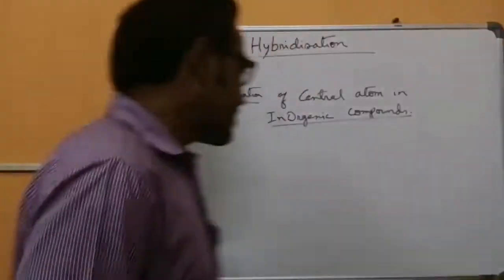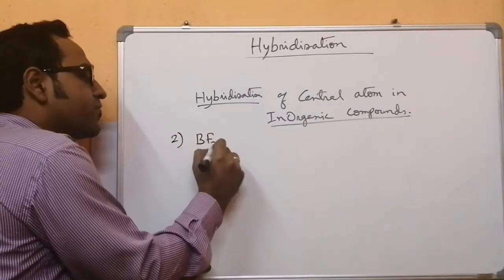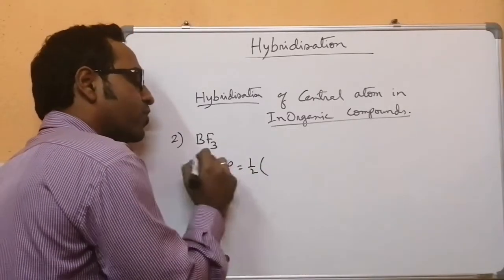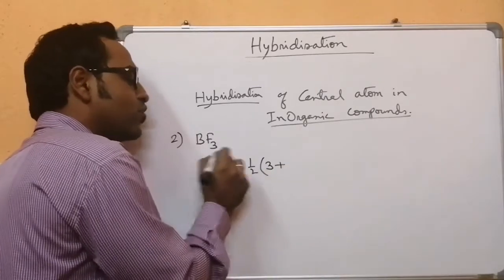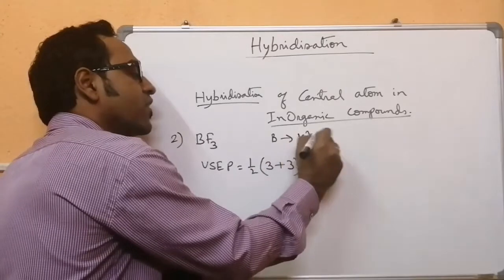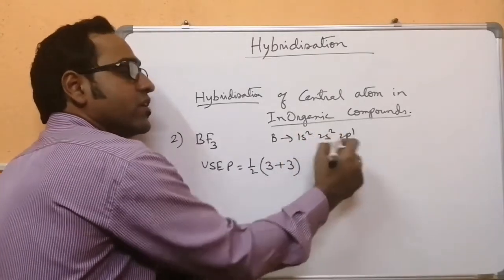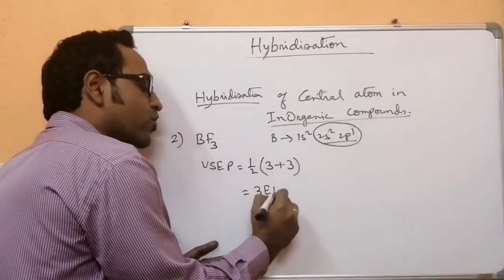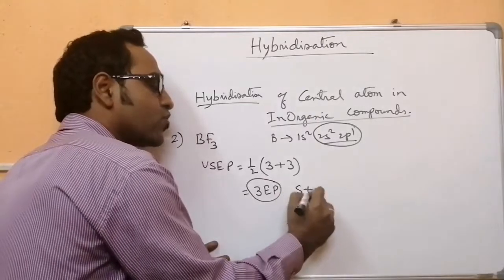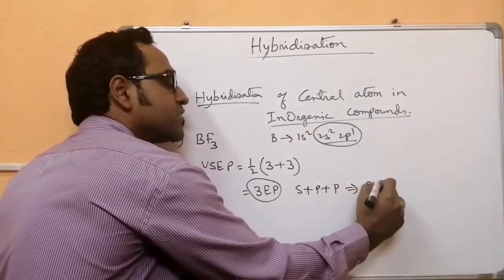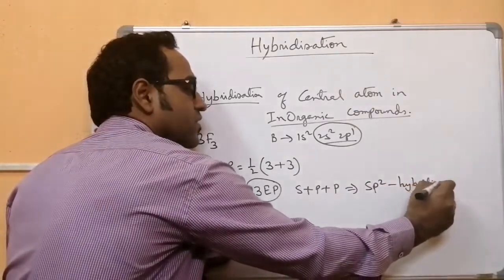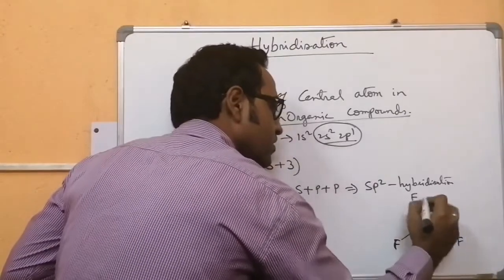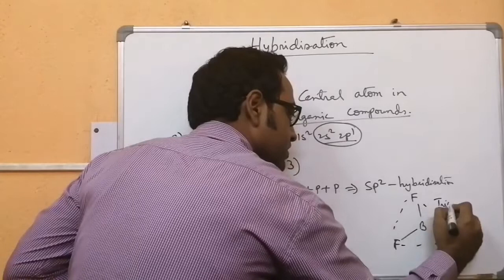Let's take the next example, that is BF3. Now we have to calculate the VSEP. This VSEP for BF3 is half. For boron, it contains 3 electrons in the valence shell plus 3 monovalent atoms, so 3. Because boron's electronic configuration is 1s2, 2s2, 2p1. So it contains how many electrons? 3 electrons in the valence shell plus 3 fluorine atoms, so 3. It gives 3 electron pairs. Now to keep 3 electron pairs, we need 3 orbitals: one s orbital, another p orbital, another p orbital. So it will give sp2 hybridization. And the shape of the molecule will be trigonal planar.